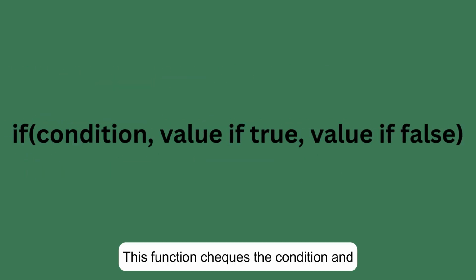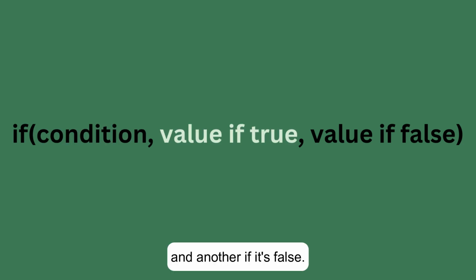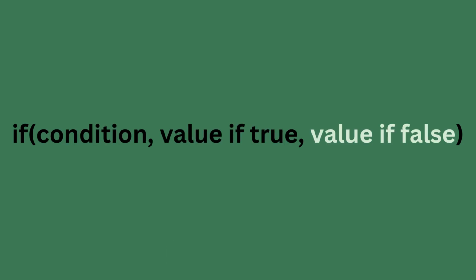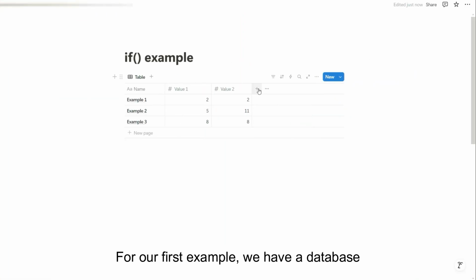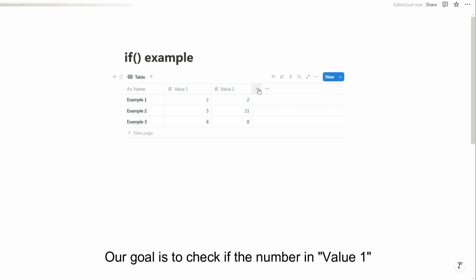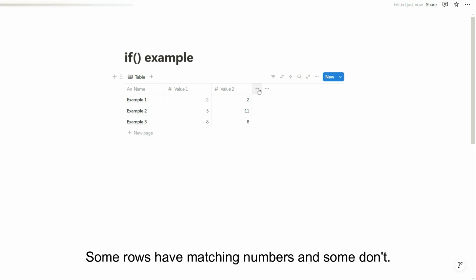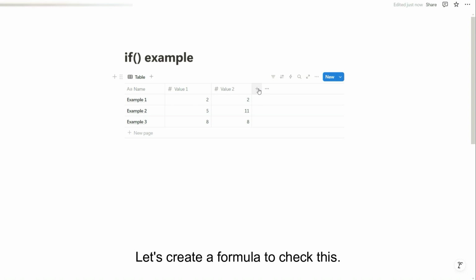This function checks a condition and gives you one result if it's true and another if it's false. For our first example, we have a database with two number properties, value 1 and value 2. Our goal is to check if the number in value 1 is the same as the number in value 2. Here's our database. Some rows have matching numbers and some don't. Let's create a formula to check this.